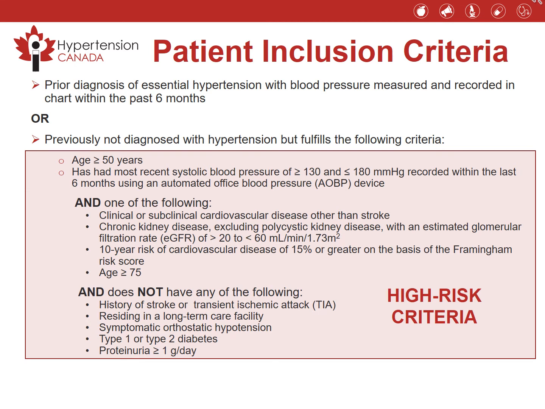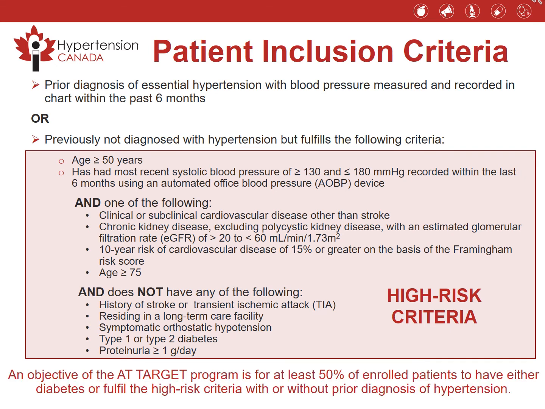75 years of age or older, and does not have any of the following: history of stroke or TIA, residing in a long-term care facility, symptomatic orthostatic hypotension, type 1 or type 2 diabetes, proteinuria greater than or equal to 1 gram per day.